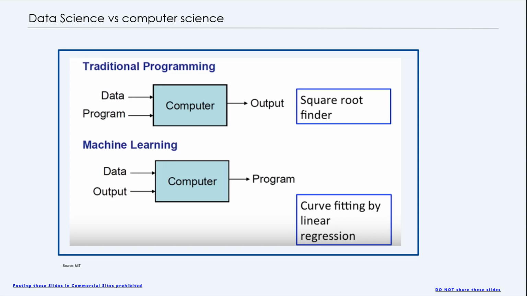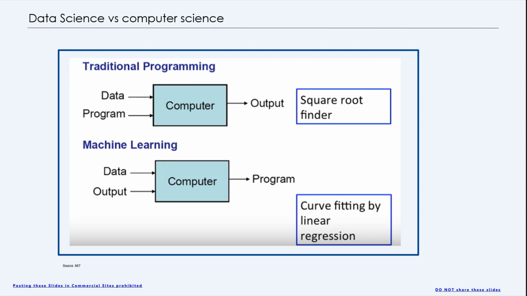So what's the difference between data science and computer science? In traditional programming, we provide the data and a program written by a human to a computer, and the computer provides an output, such as finding the square root of a number. So in this case, we can test with the data, but we write the program. The human writes the program. In machine learning, this is kind of reversed. We know what the data is, we know what the expected output is, and we want to find the right program. So the program is produced by the machine, not by the human.